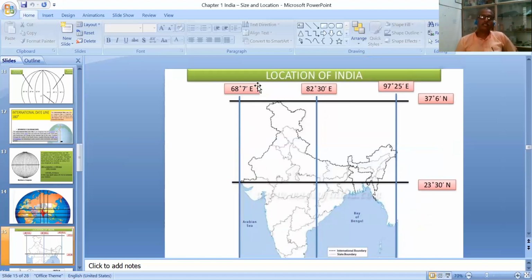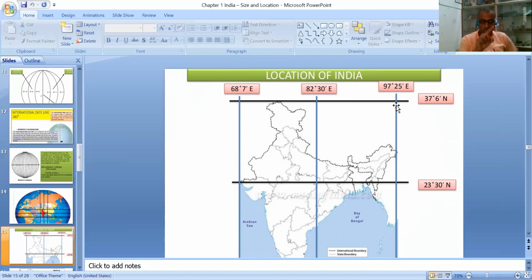Now you see, 68.7 degree east longitude to 97.25 east longitude, India's expansion we can find from west to east. And here the important latitude cuts India into two equal parts, that is 23.5 degree north, that is called the Tropic of Cancer. Now we have learned India's longitudinal position is 68.7 degree east to 97.25 east. This is one of the important pieces of information.